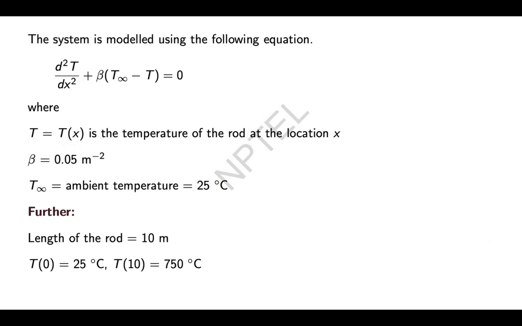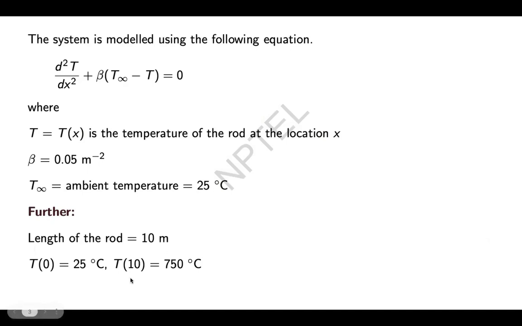Otherwise, please take a moment to refer to what beta means. Here the beta value is explicitly given to you, which is equal to 0.05 meter raised to minus 2. Now here we have the ambient temperature, and the ambient temperature is said to be 25 degrees Celsius. Further information that is given to us is the length of the road is equal to 10 meters.